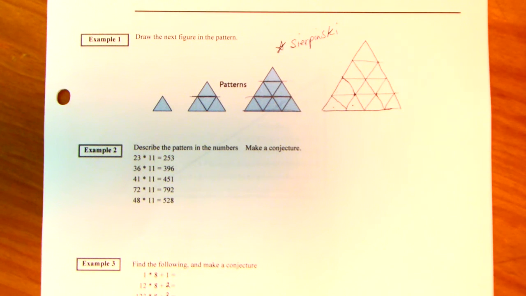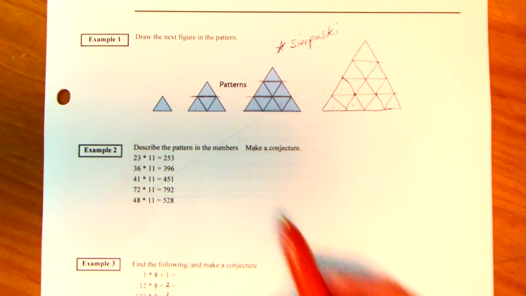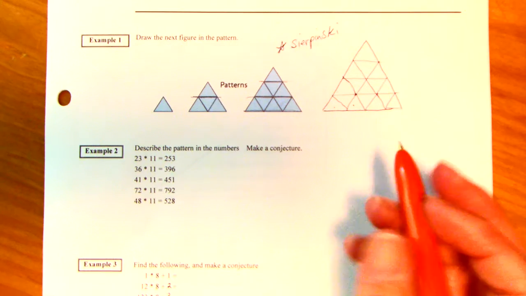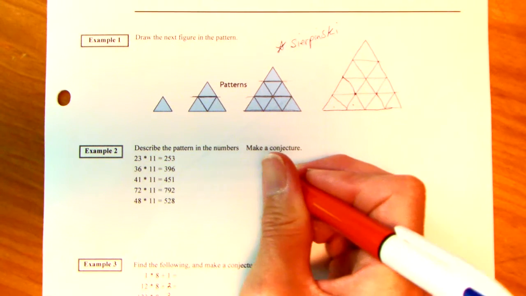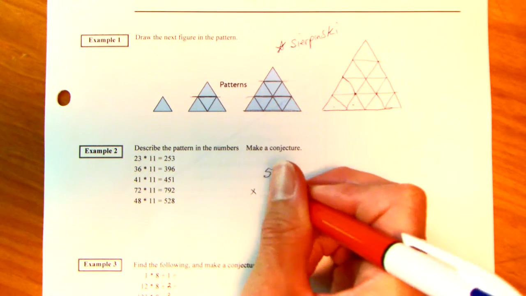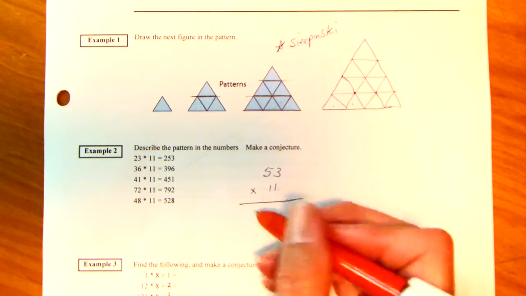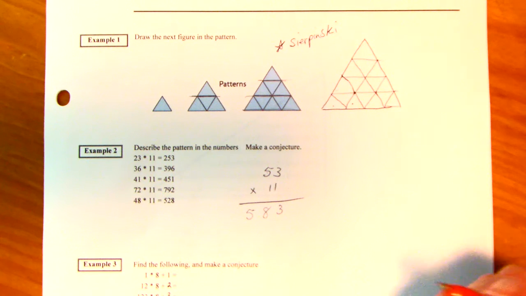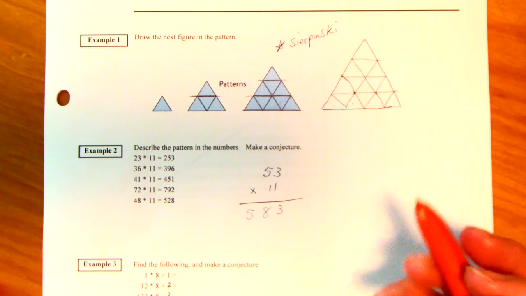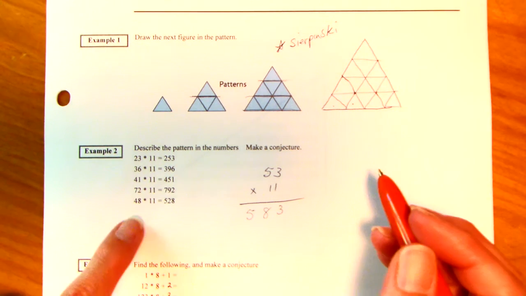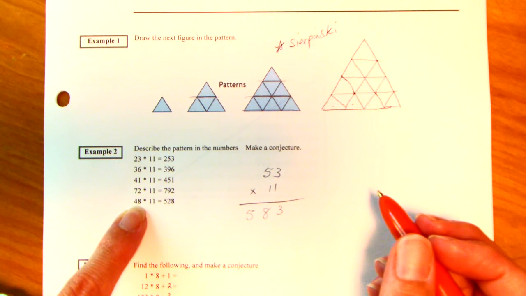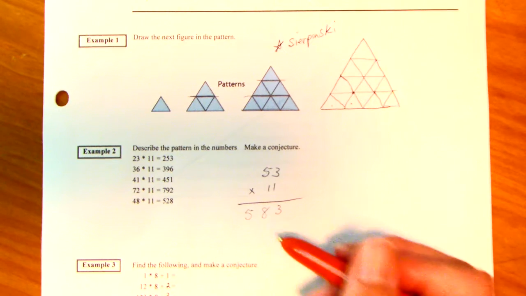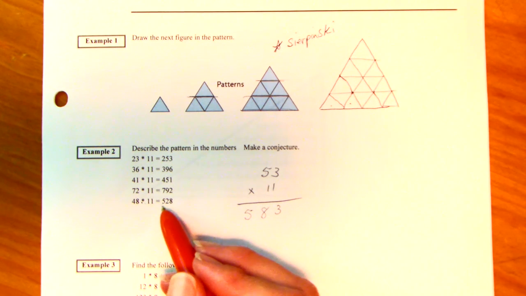Describe the pattern in the numbers and make a conjecture. Well, notice that we're multiplying by 11. Now, I like to show students this right here, but the conjecture is, let's look at 53 multiplied by 11. So what you're going to do is put the 5 here, the 3 here, add them up. That's the number in the middle. And that's going to be true. But of course, if we look at this one, the 4 on the outside, the 8 on the outside, split them up. But when you add them up, it's going to carry 1 over. So that's why you get a 5 here.